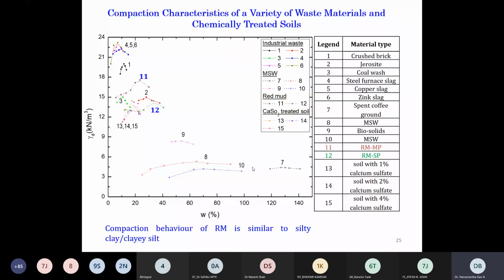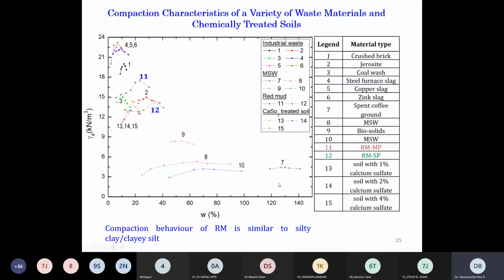So these are a bunch of different waste materials. There are industrial wastes, municipal solid waste materials, red mud, and some treated soils. Here the bottom curve shows the municipal solid waste compaction curves. So you can understand how much water the municipal solid waste material is able to retain. It's going to more than 100%.